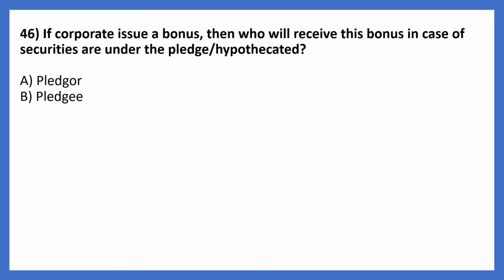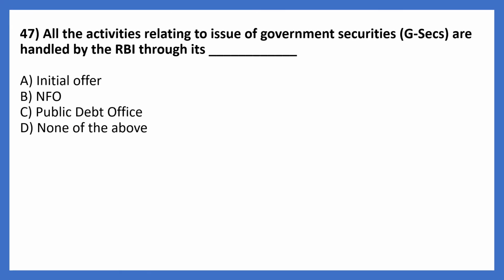If a corporate issues a bonus, then who will receive this bonus in case the securities are pledged or hypothecated? Option A, pledger, or option B, pledgee. The correct answer is option A, pledger. Next question. All the activities relating to issue of government securities are handled by the RBI through its option A, initial offer, option B, NFO, option C, public debt office, and option D, none of the above. The correct answer is option C, public debt office.